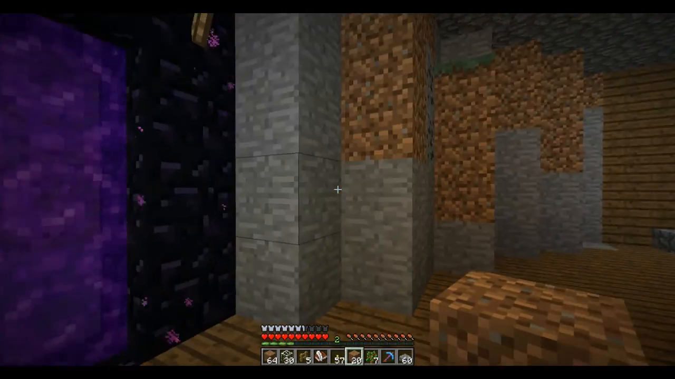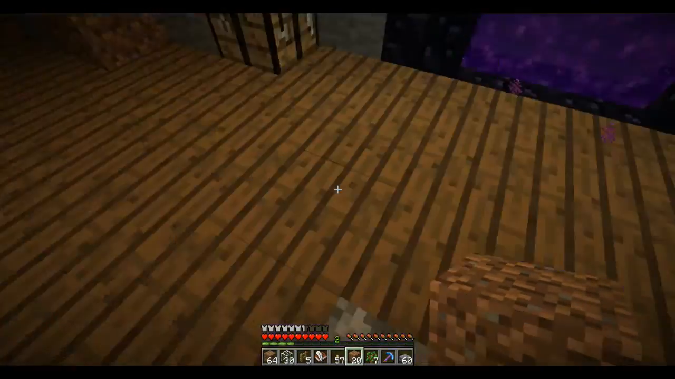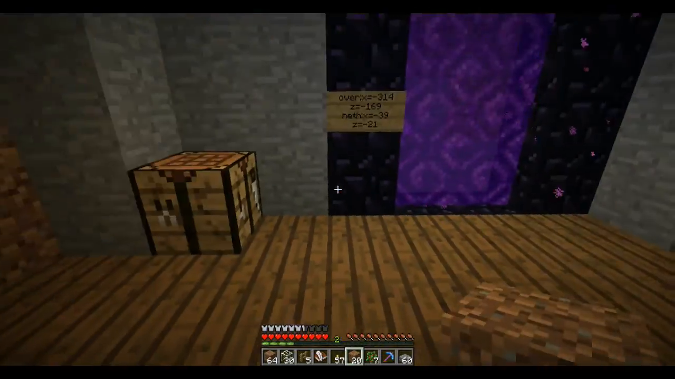Here's my nether portal. It's the one you saw before that I put in the wall of the mountain. That is the same nether portal.